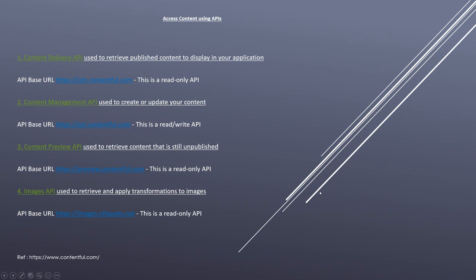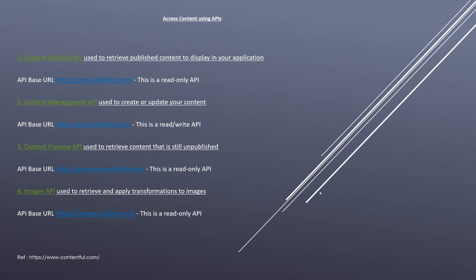In this video, we are going to talk about all the APIs available for accessing the content of Contentful CMS. So, let us go to the list of APIs available, and then in the next upcoming video, I will explain how to use each one of them to get maximum benefit out of it using code. So the first one here is the Content Delivery API. Use it to retrieve published content to display in your application.